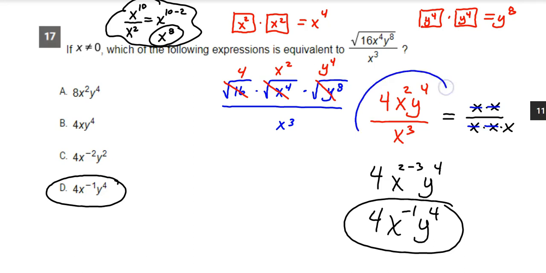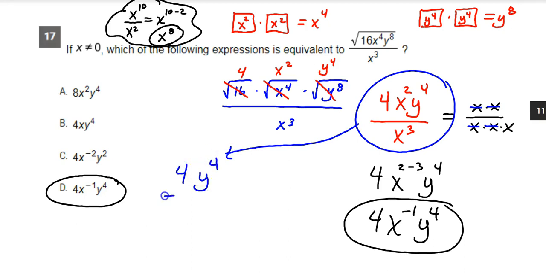So I may have just gone from here over to say, well, I have a 4 on top, my x's on top are gone, and I have y to the 4th on top, and then there was an x left over on the bottom. This is also a good answer, but they didn't have that answer available.